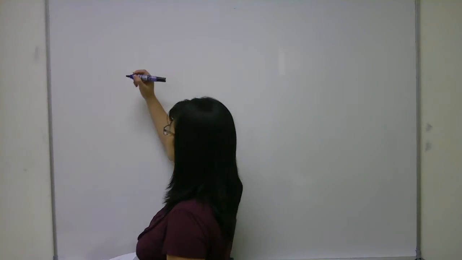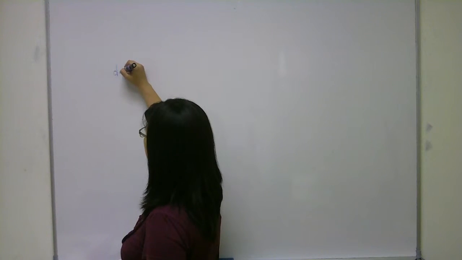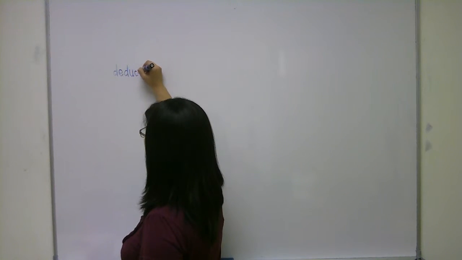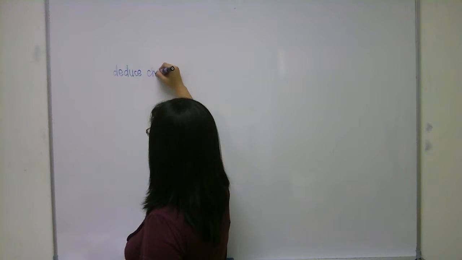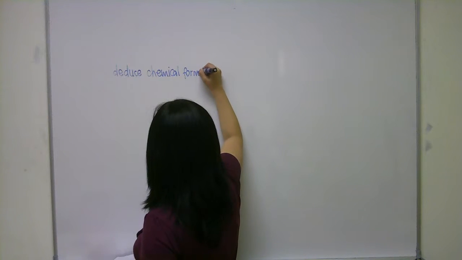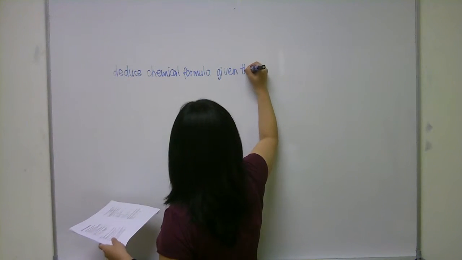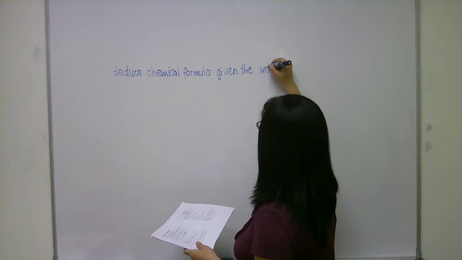Yeah. So what you need to do is to refresh their memory. Okay? So there are a few things that you need to make sure that your students are okay in. Okay, one is they need to be able to deduce chemical formula given the word formula.